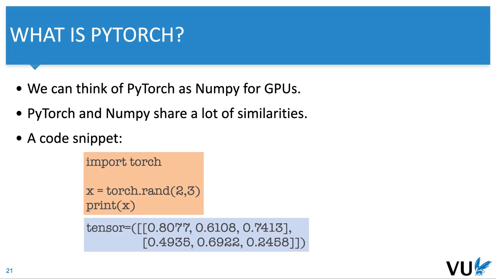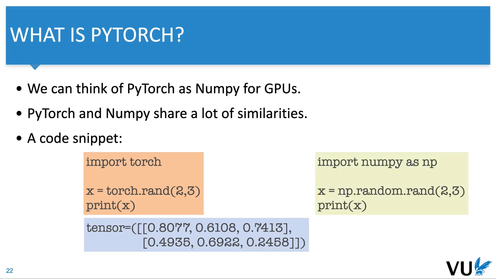So here is a code snippet. In this orange block, we see something super simple, generating random values using Torch, and these are some numbers. The idea is that every single object in Torch is a tensor. A 1D tensor is a vector, a 2D tensor is a matrix, and a tensor with 3 or more dimensions is simply called a tensor. And in NumPy we have arrays, and this is how you generate random numbers in NumPy. As you can see, this code is almost identical.